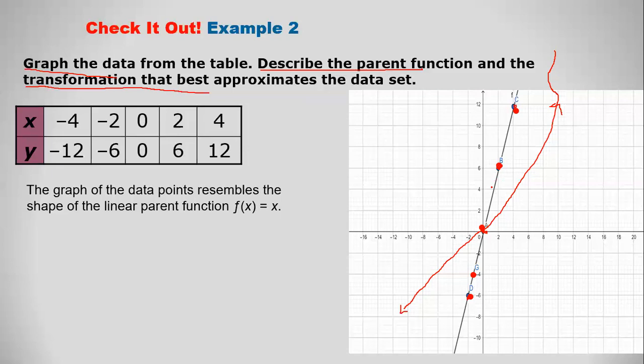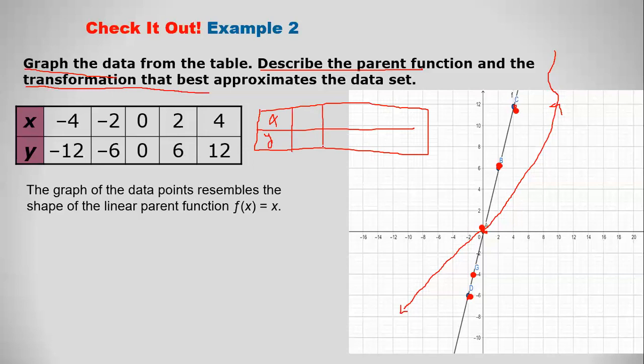Okay, does this line make a stretch or compression? How can I know? Look at this table: -4, -2, 0, 2, and 4. What is the original table for the parent linear function? We studied before in the first slide. If we have x and y for the parent function, the numbers should be the same: 0, 0, 1, 1, 2, 2, because the original function is f of x equals x.